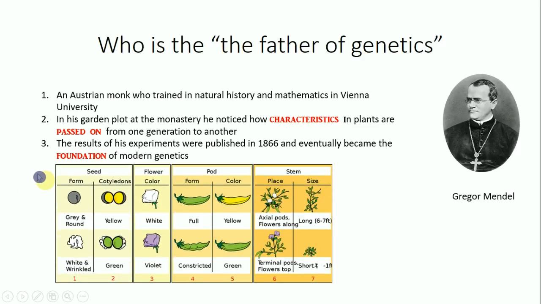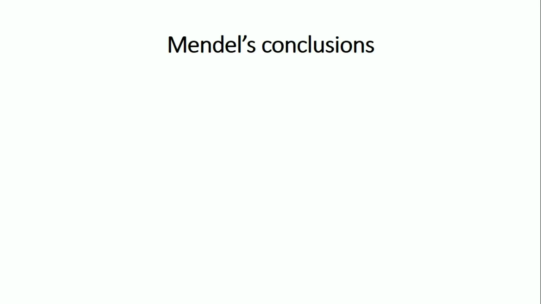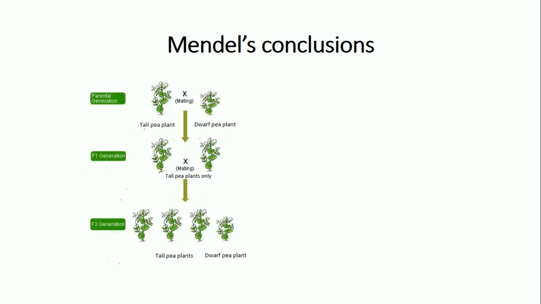This is just a table that summarizes some of the characteristics that Mendel observed. So this was the form and the cotyledons of the seed, the color of the flower, the form and the color of the pod, the place and the size of the stem. So let's take a look at one of Mendel's experiments.